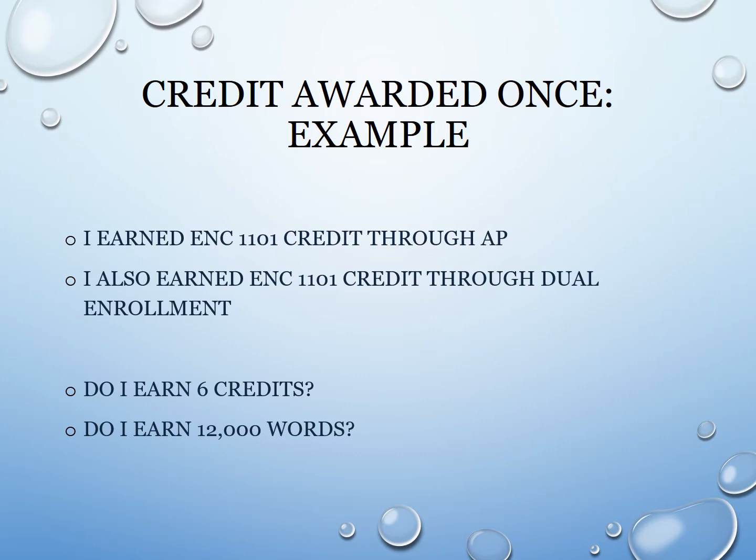The student is earning credit for the class once, so 3 credits, and they're earning words for the class once, so 6,000 words. It doesn't matter that it may seem like it makes sense to have it the other way. They're only going to get credit for either one of those things once.